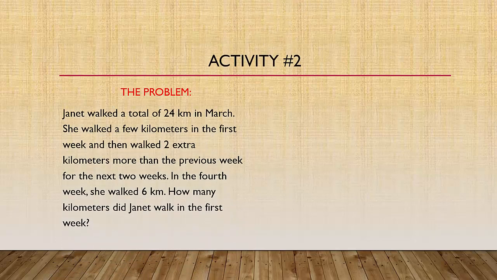Our problem is a little bit more modified, and it's also a bit harder, but nonetheless, it's the same idea. Janet walked a total of 24 kilometers in March. She walked a few kilometers in the first week, and then walked 2 extra kilometers more than the previous week for the next 2 weeks. In the 4th week, she walked 6 kilometers. How many kilometers did Janet walk in the first week?